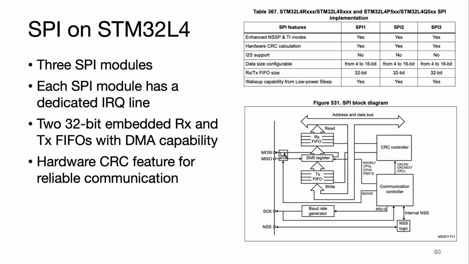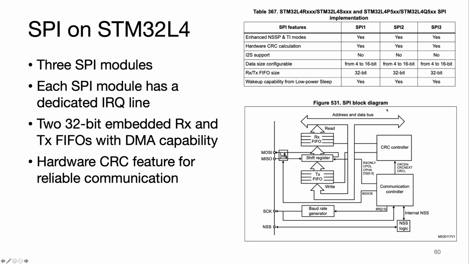so SPI on your STM32 L4, there's 3 of them that have a standard bit of configuration to them. You can have some nice things there, like hardware CRCs. So CRC is like a parity bit. It just works a little bit differently to detect errors.